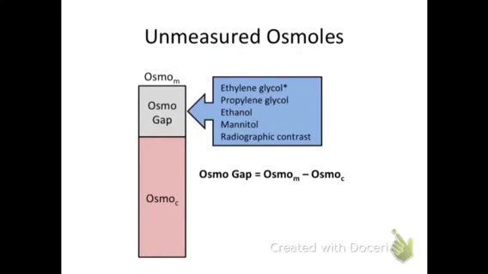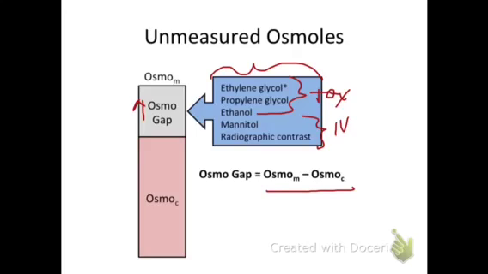The osmo gap is the difference between the measured osmolality and the calculated osmolarity. The osmo gap is increased when there are greater concentrations of unmeasured osmoles in blood. These unmeasured osmoles are either toxicants or intravenously administered substances. The osmo gap is most frequently used to diagnose ethylene glycol toxicosis.